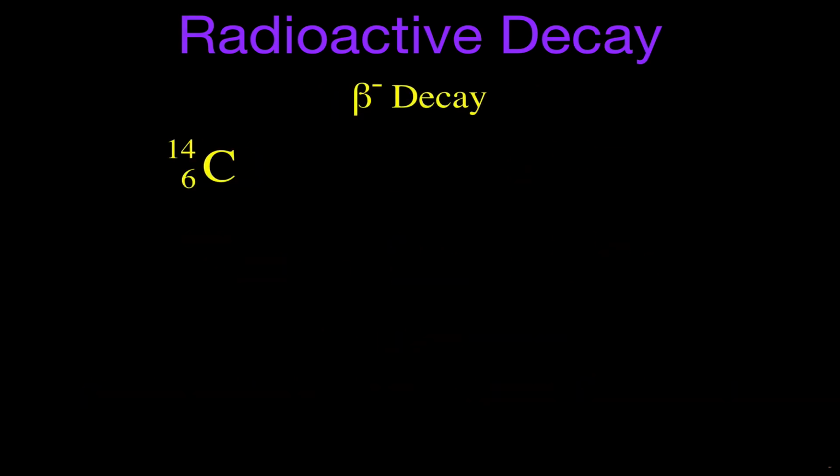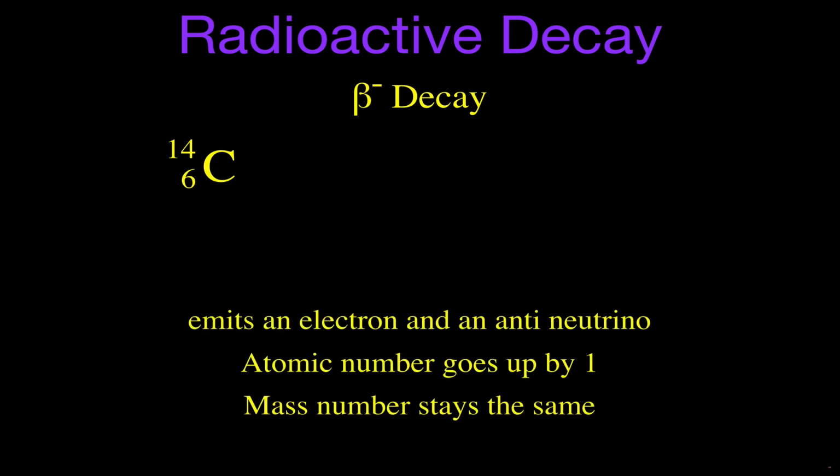We're going to start with beta minus. Carbon-14 is a common element that undergoes beta minus decay. Remember, for beta minus decay, we're going to emit an electron and an electron anti-neutrino. And remember, during beta minus decay, the atomic number is going to go up by 1. It's beta minus, but it goes up by 1 because a neutron is going to be converted into a proton. Because neutrons and protons both have mass and they're both in the nucleus, they're both nucleons, the mass number is going to stay the same.